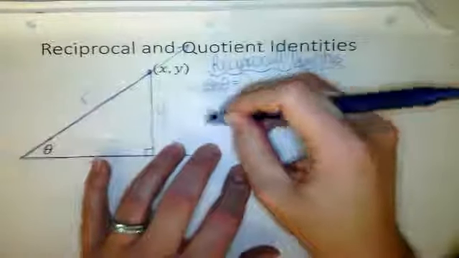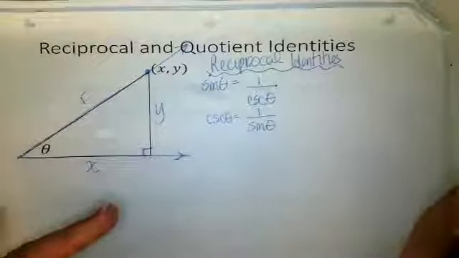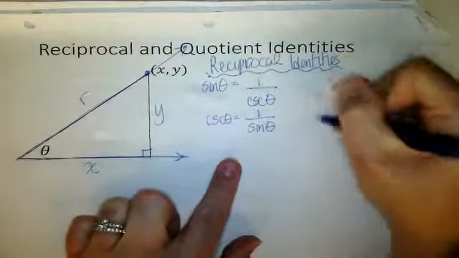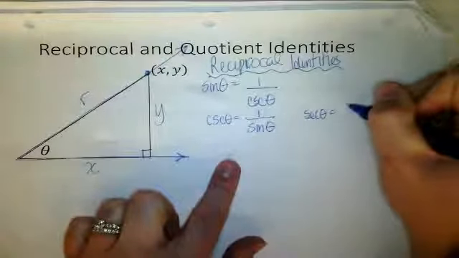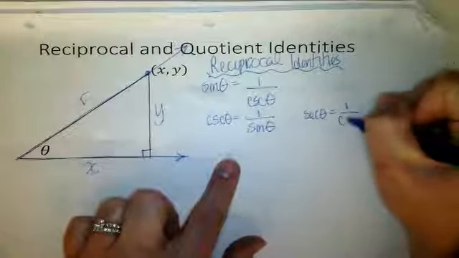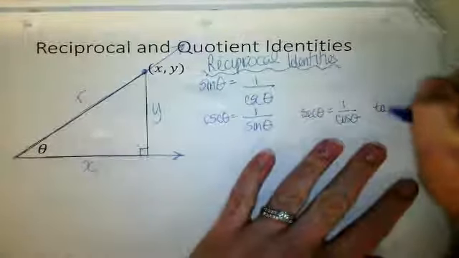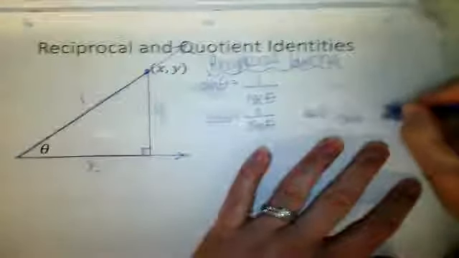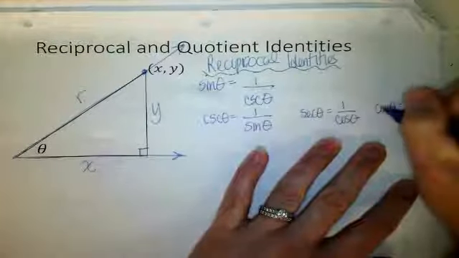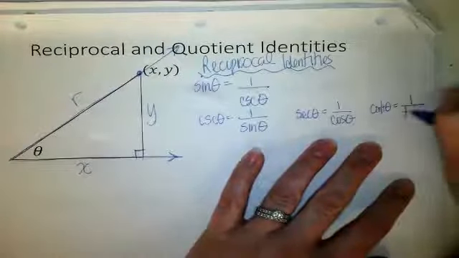That says cosecant. Okay. So secant of some angle is 1 over the cosine of the angle. And similarly, the cotangent of some angle would be 1 over the tangent of the angle.